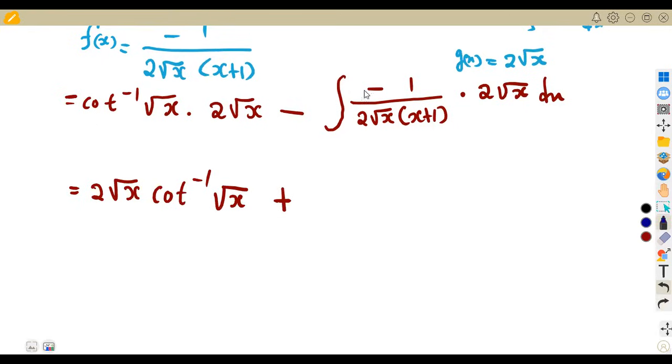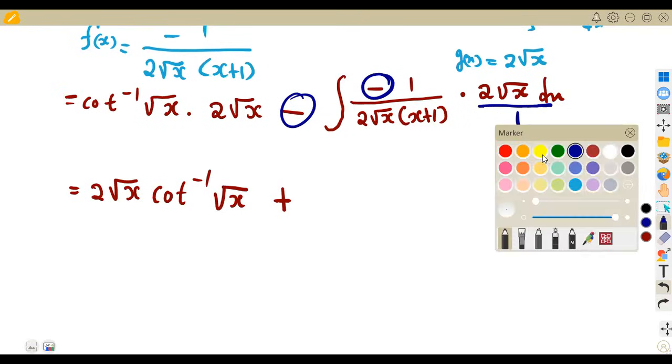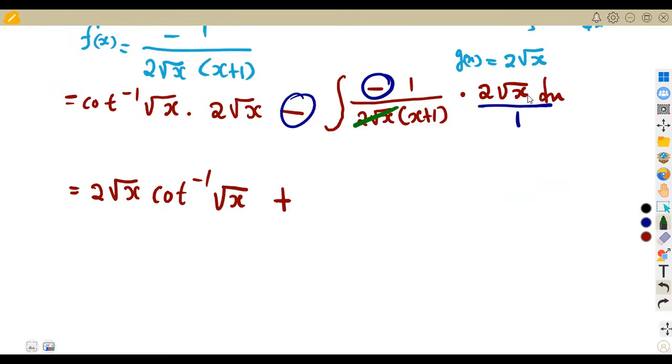Inside of the integral, we've taken this negative and negative, remember? So inside of the integral, this is the same as over 1. If we check properly, there's something happening here. The 2 square root of x and the 2 square root of x can cancel, meaning you'll be left with 1 over x plus 1. So we are left with the integral of 1 over x plus 1 with respect to x. So this is what you have.